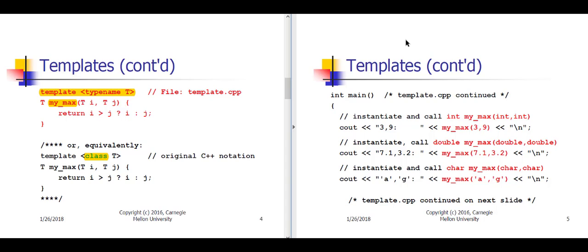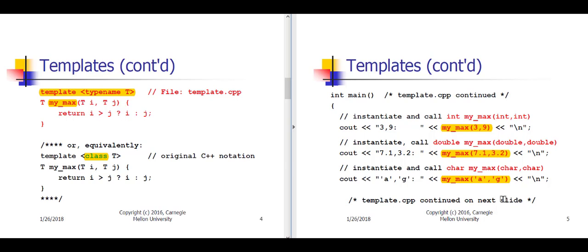Here on slide 5, we're calling mymax 3 times, once with 2 int arguments, once with 2 double arguments, and once with 2 char arguments. If I call mymax with 2 int arguments, the compiler will automatically instantiate, or generate for me, an instance of the mymax function that takes 2 ints and returns an int, and that's the function that will be called. Later on, when I call mymax with 2 doubles, the compiler will instantiate a mymax function that takes 2 doubles and returns a double, and call that function. And still later, when I call mymax with 2 chars, the compiler will instantiate and call a version of mymax that takes 2 chars and returns a char.